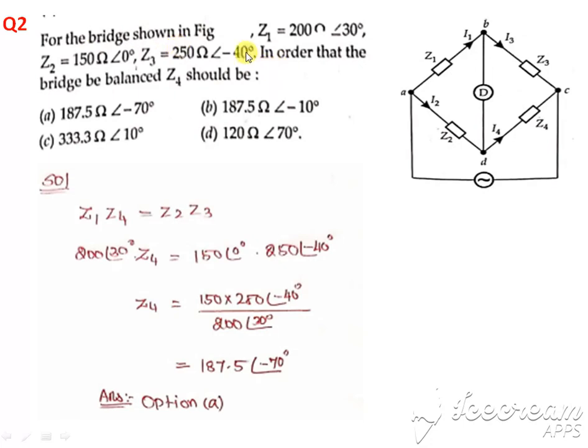For the bridge shown in figure, Z1 value is given, Z2, Z3. In order that bridge is balanced, what is the value of Z4? Four options are given. So this is the bridge circuit. At balance already we know product of opposite impedance are equal. So simply substitute the value and we can easily find the unknown value. Z4 is unknown, the rest are given. So bring this value to other side and cancel it. Finally we get 187.5 at an angle minus 70. So the correct answer is option A.